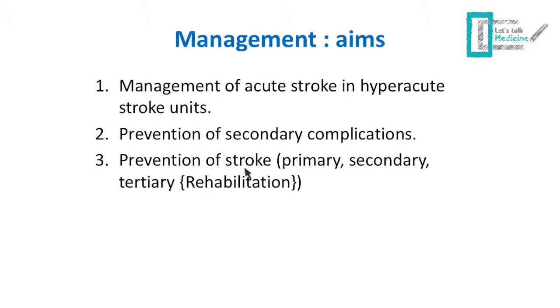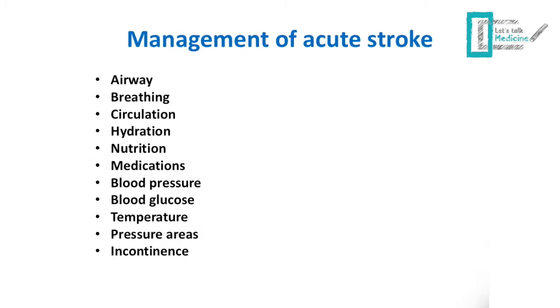And you also want to prevent the stroke, like in primary prevention, secondary and tertiary prevention, and we will come to that. In management, we start to manage the stroke on an acute basis. So first, you need to check the airway, breathing, and circulation of the patient. You also check the hydration of the patient. Is the patient hydrated? Can he swallow water or not? If he cannot swallow, we give him an IV fluid.